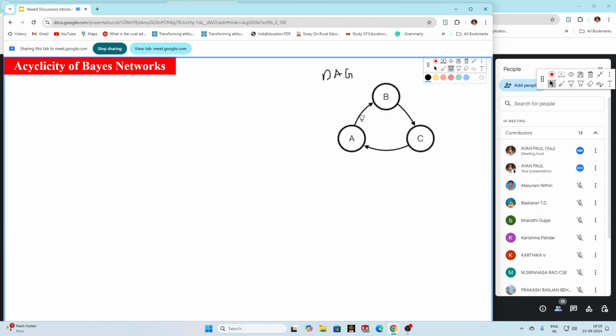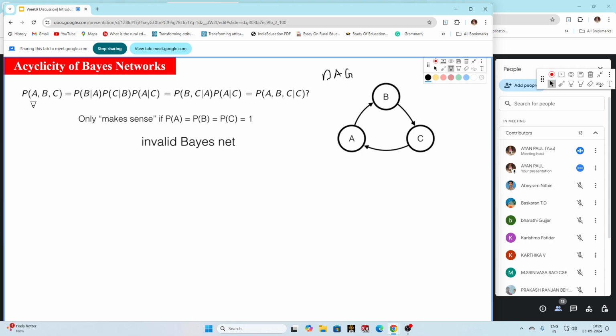Now say this example, if we solve it with our Bayesian network, what will happen is, see, B is the child of A. C is the child of B. Now A is also the child of C. Again I am telling, B is the child of A, C is the child of B. Now A is also child of C. So that is not possible, right?